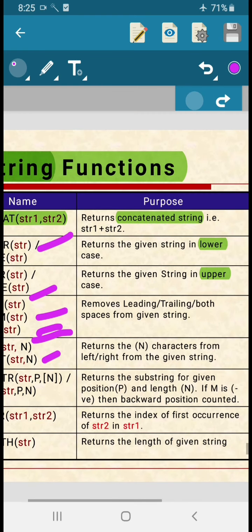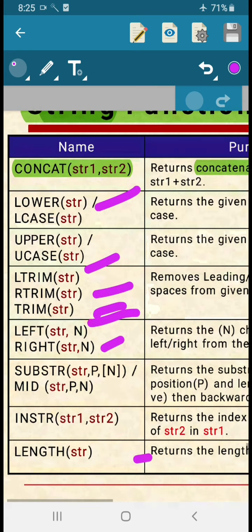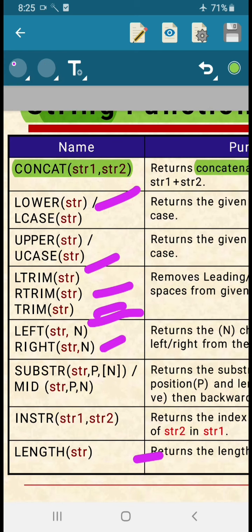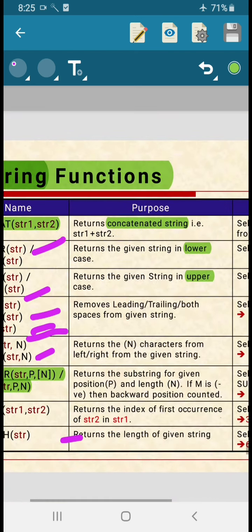Now next go with the substrings. These are very important questions, students. They ask most of the time in the exam about substrings. So SUBSTRING(string, p, n) or MID(string, p, n) returns the values. P and n are the beginning and size values. See this example so that it is clear to you.